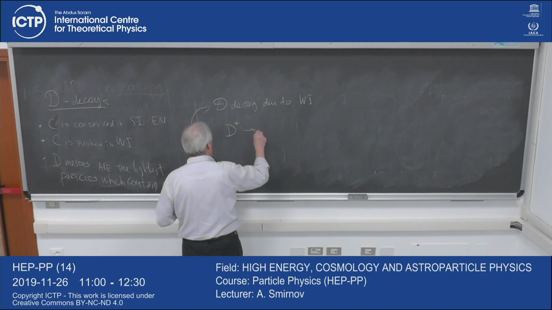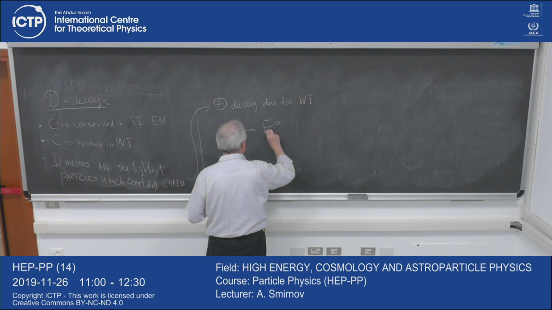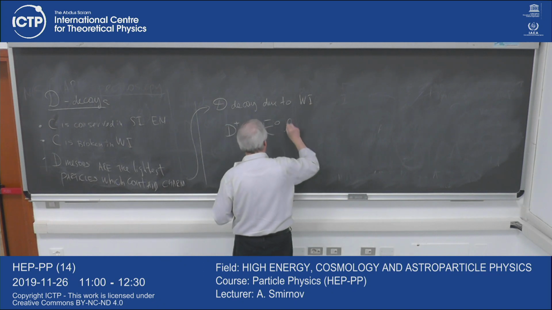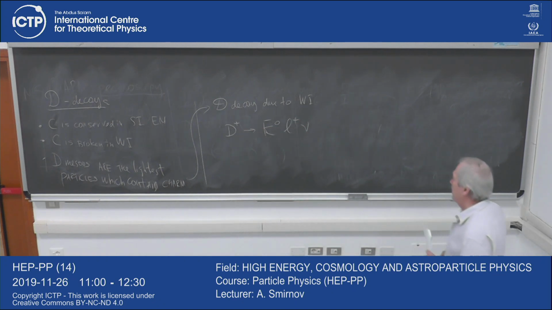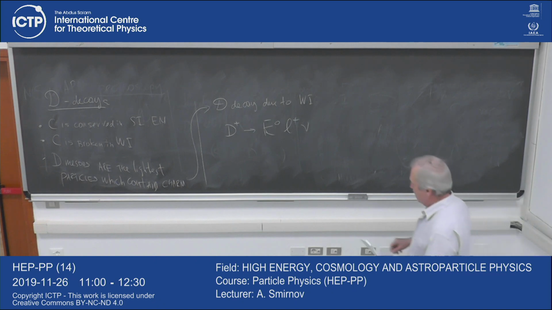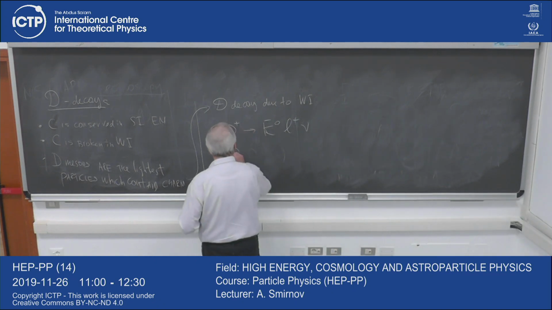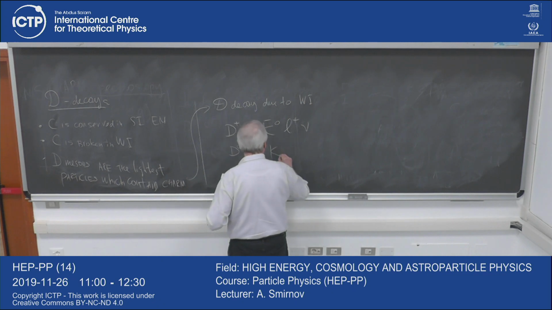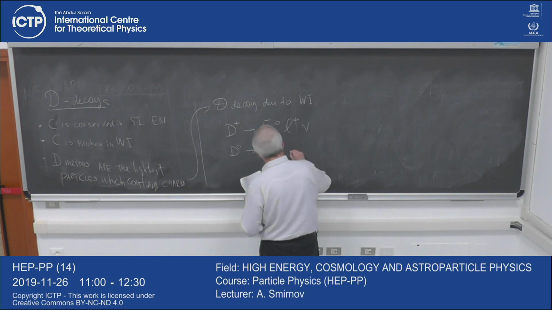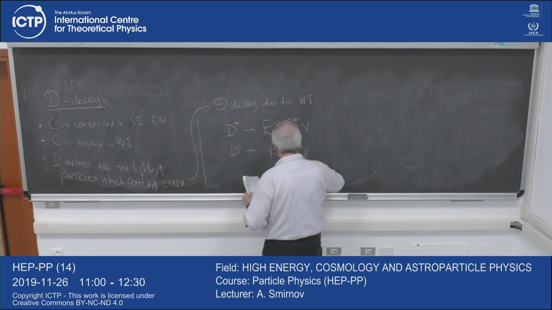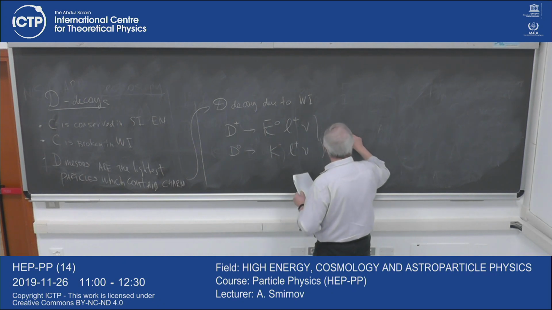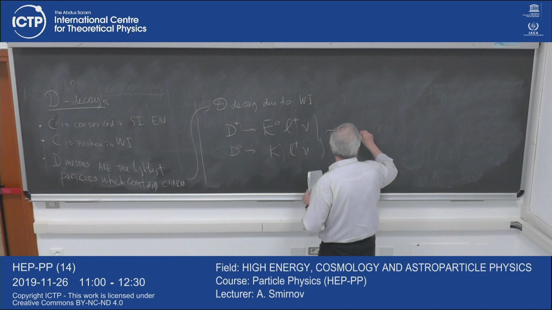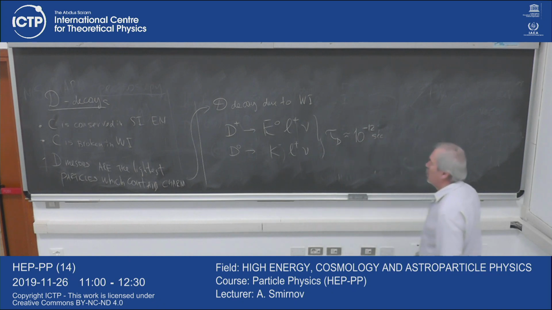D plus can go to K0 bar, l plus, and a neutrino. Actually, one of the exercises will be to draw the diagrams which correspond to these decays. Or D0 can decay into K minus, l plus, and a neutrino. The lifetime of D mesons is essentially 10 to the minus 12 seconds, which is typical for weak interactions for these masses.